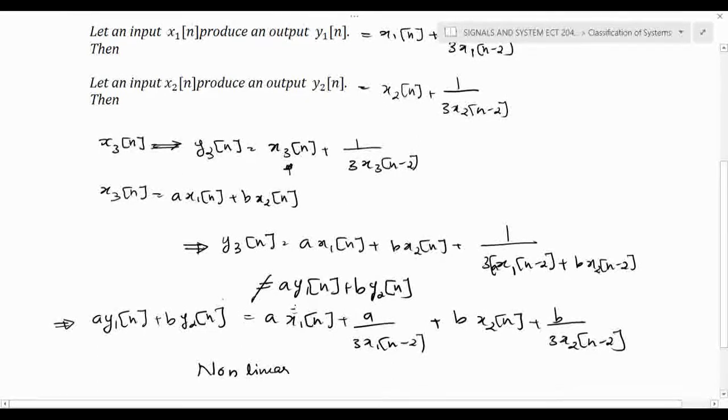And you can approach this particular problem similar to the differential equation. Here you can apply the difference equation concept. If you group this particular term, again, we cannot write this as the weighted sum of inputs equal to the weighted sum of outputs. So we can conclude that the given system is non-linear.